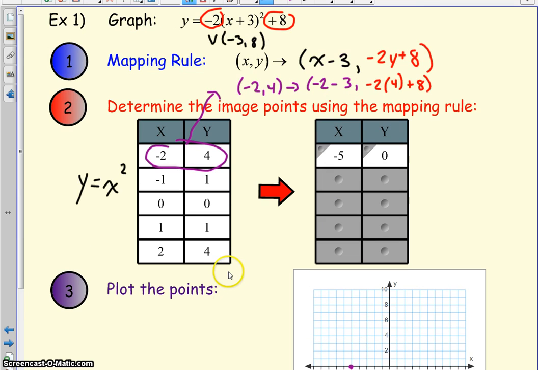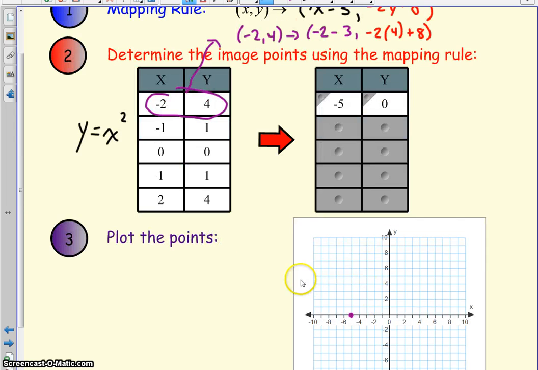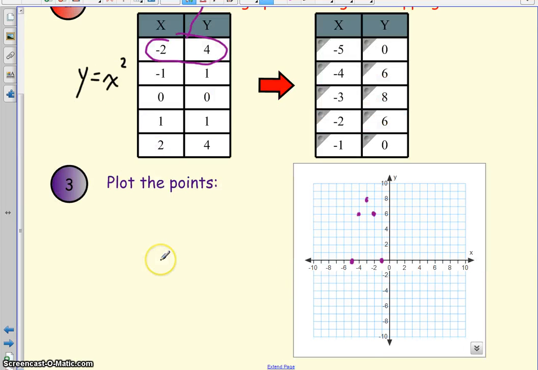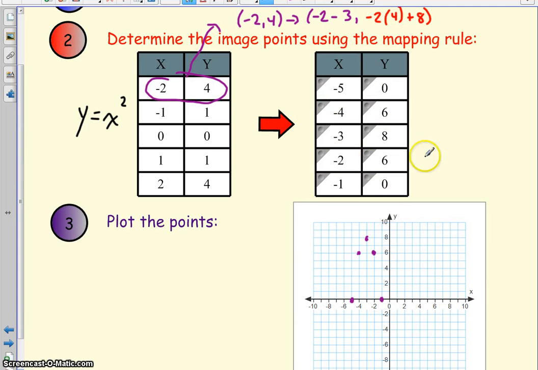What I'd like you to do now is take a minute and repeat this process for the 4 remaining points here, and see if you can get 4 new image points and create your graph. Give that a try, and push play when you're ready to see the answer. You can take a look here and see where I got my image points.